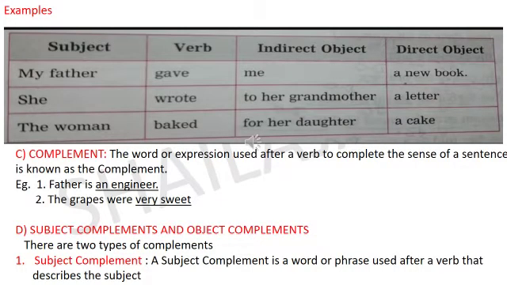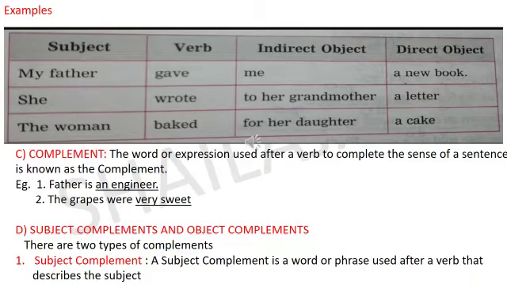Examples. Now look at the table on the screen, children. My father gave me a new book. My father is the subject, gave is the verb, me is the indirect object, a new book is the direct object. She wrote to her grandmother a letter. So a letter is the direct object in the sentence, to her grandmother is the indirect object. She is the subject, wrote is the verb.